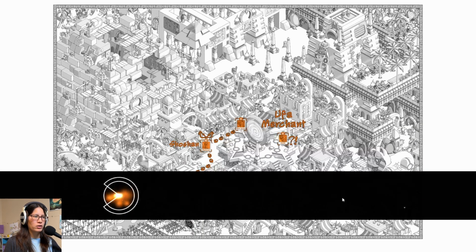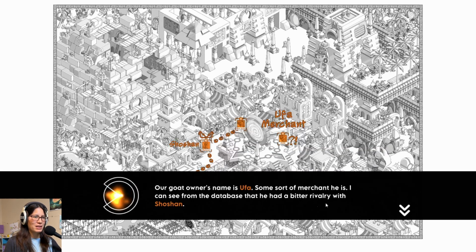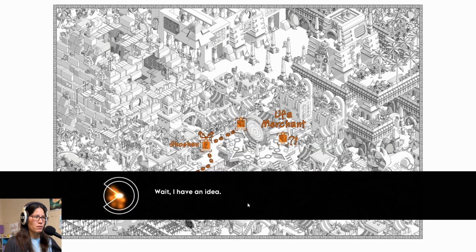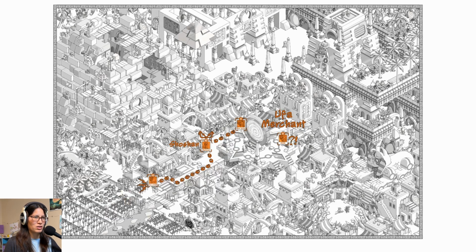Ufa, merchant. Good job, detective. Our goat owner's name is Ufa. Some sort of merchant he is. I can see from the database they had a bitter rivalry with Shoshan. Wait, I have an idea. I want to see what Ufa was doing while his goat from hell was wrecking Shoshan's stall.